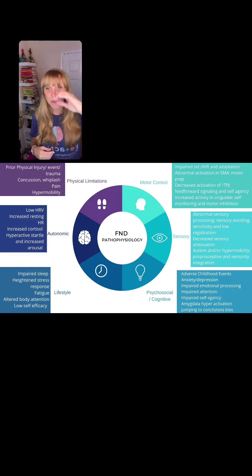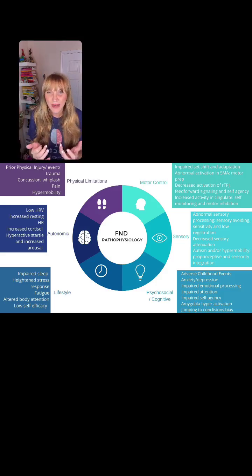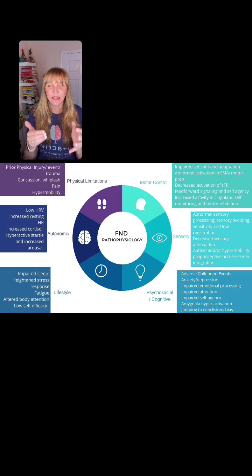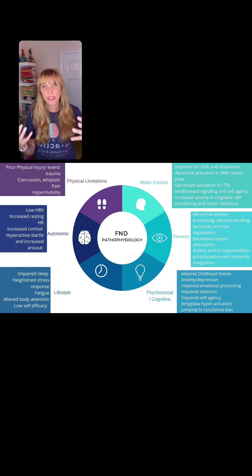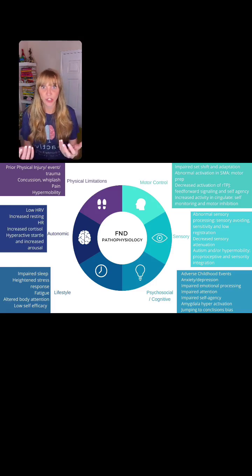So in this first pie chart that I'm showing you, it says FND pathophysiology. What we did is we took the research, the neuroscience, the brain-based studies that we're looking at, like how do we understand what is happening in FND, and categorized it into these major categories. These major categories are those things that would influence brain and body function.